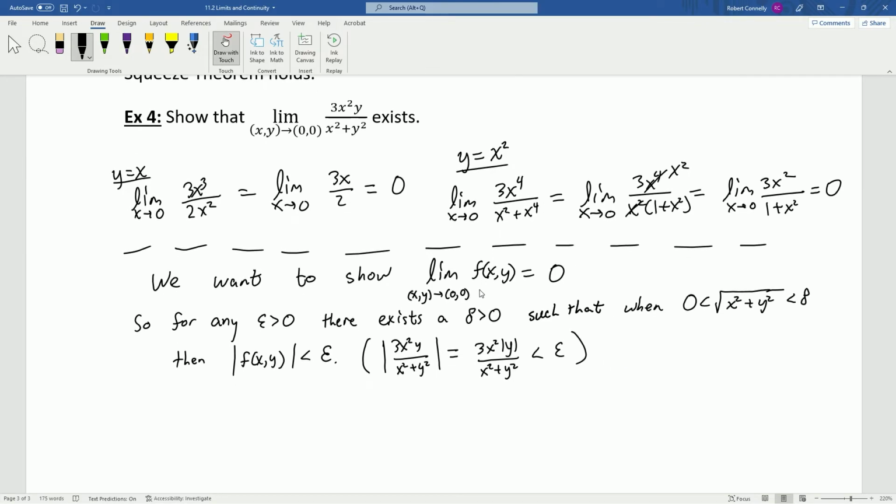So in other words, what we're saying here is if we can show that for any distance away from 0, we can get our output arbitrarily close to 0, as long as our inputs x and y are within a very small distance of 0, then the limit exists and is equal to 0.